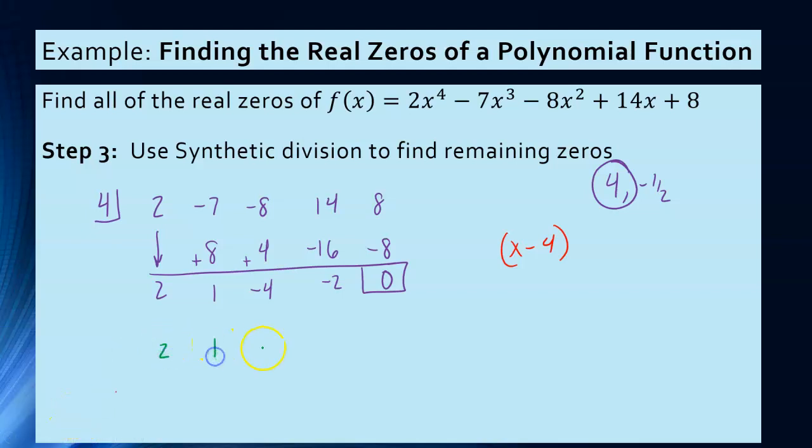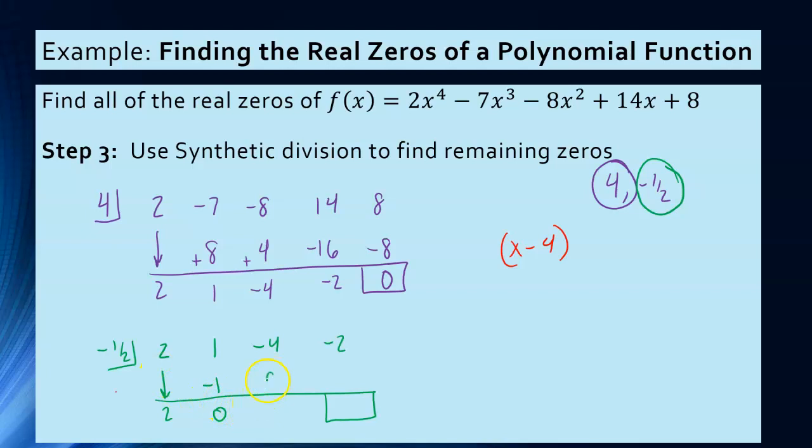So 2, 1, negative 4, negative 2, not the 0. And now I'm going to use the other 0 that I didn't use yet, negative 1/2. Now you might say, well, I haven't done one with a fraction yet. And you're right, we haven't. But it follows the same rules. Bring down the 2. What's half of 2? 1, but it'd be negative half of 2, so that'll be negative 1. Add those together, I get 0.